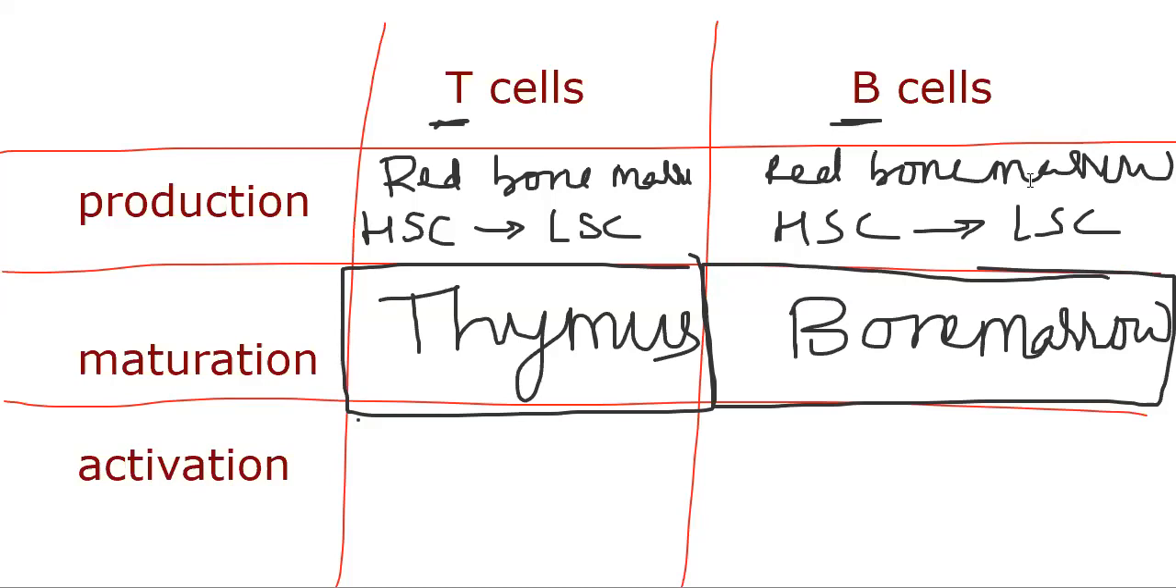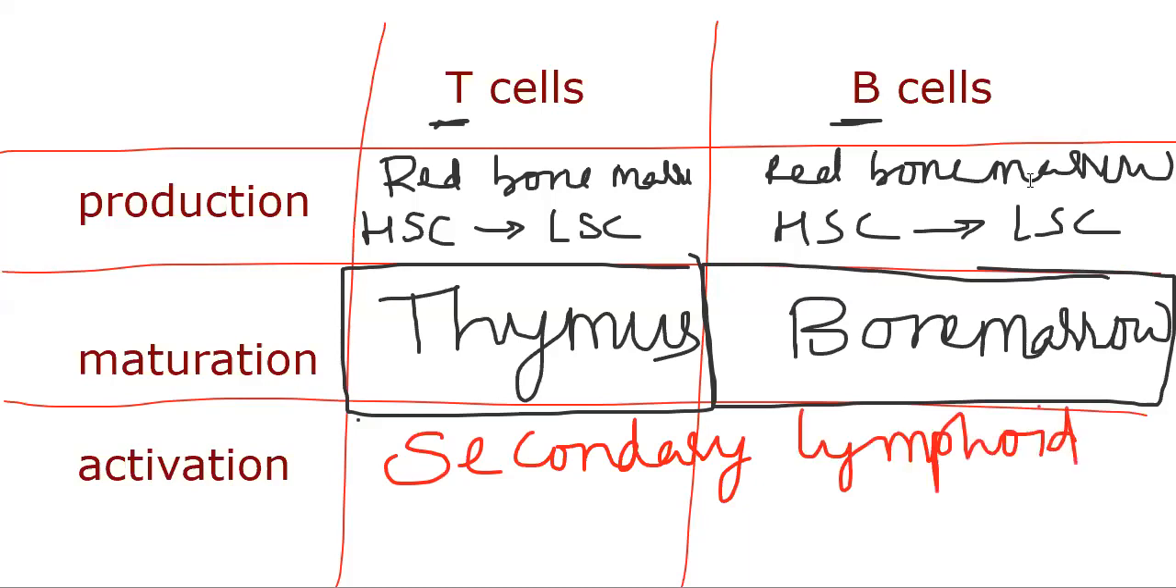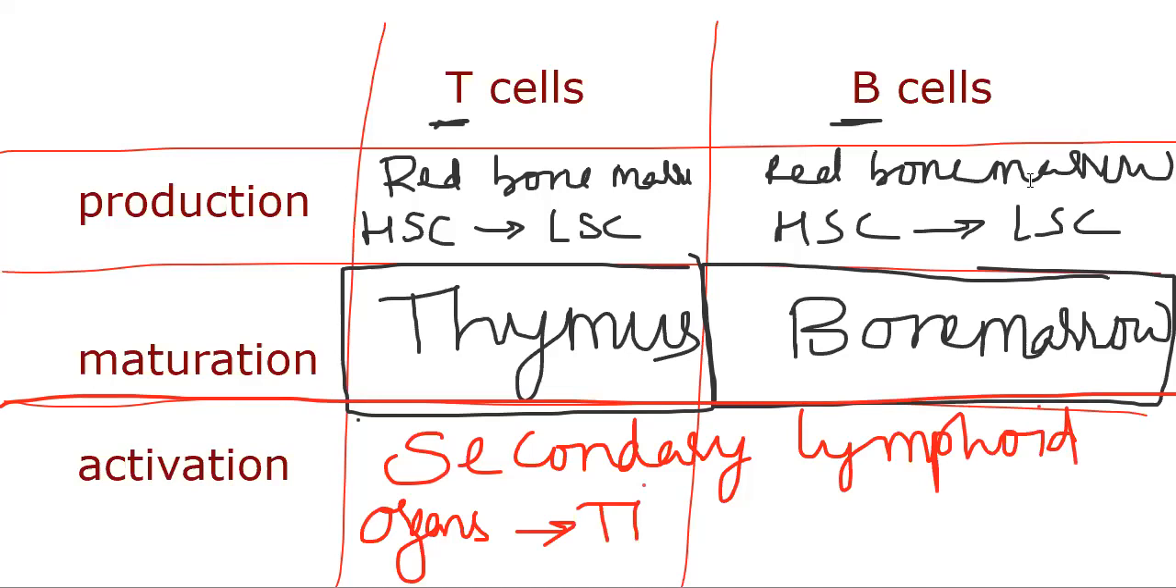Activation occurs in the secondary lymphoid organs and secondary lymphoid tissue. Activation requires microbes. When microbes enter, that means these are trained army, you need to understand up to here. Then they go to different places, secondary lymphoid organs and secondary lymphoid tissues, and there they do the activation.